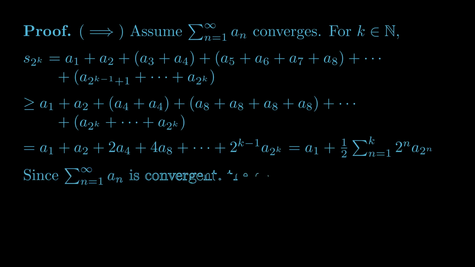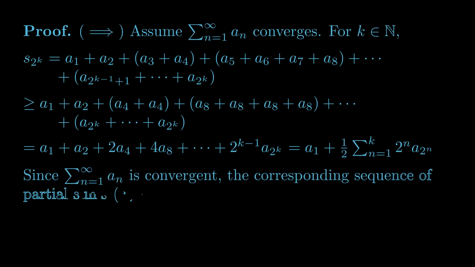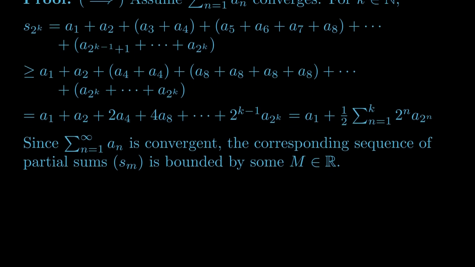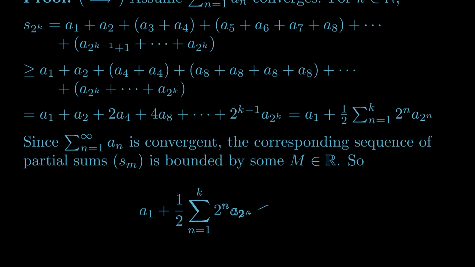Since the series a sub n is convergent, the sequence S n of partial sums is bounded by some real number M. And so that expression, a1 plus 1/2 the sum n equals 1 to k of 2 to the n, a sub 2 to the n, is less than or equal to M. And doing a little bit of algebra, this will be a bound on the 2 to the kth partial sum of the series that we're trying to show converges.